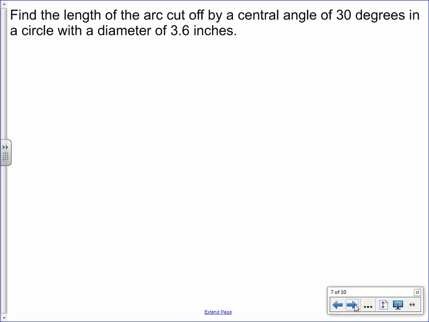Huh? Okay, example. I want the arc length cut off by a central angle of 30 degrees in a circle with diameter of 3.6 inches.